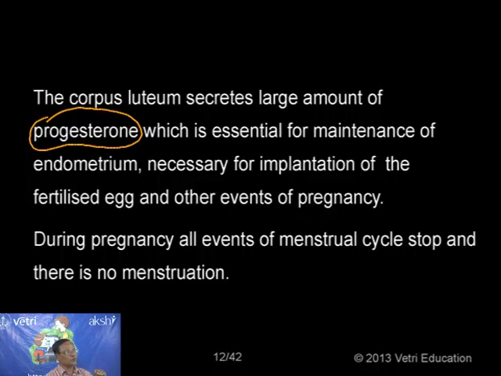So it is responsible for maintaining the pregnancy by maintaining the uterine endometrium, and also suppresses the menstruation process by suppressing the activity of LH as well as FSH hormone. So there is no menstrual cycle during pregnancy. This is because of the hormonal effect, namely the progesterone released by the corpus luteum.